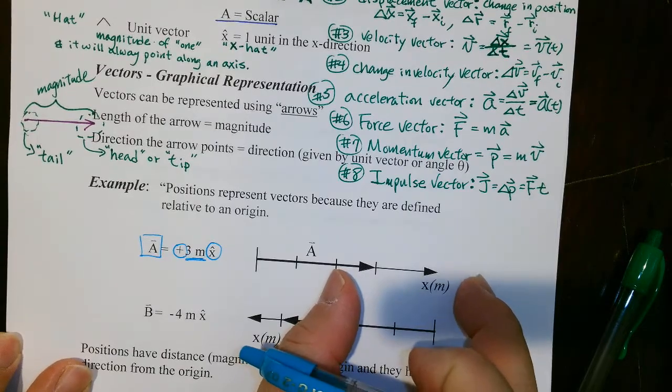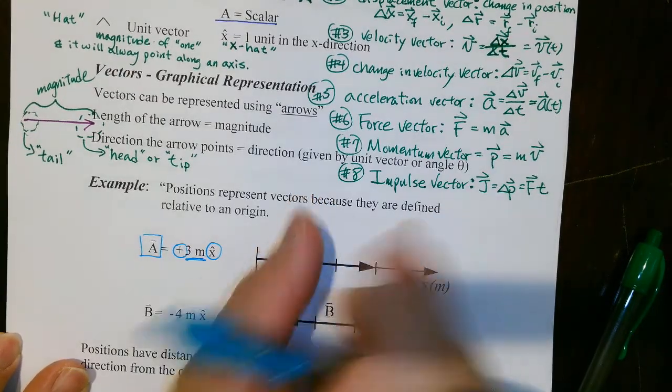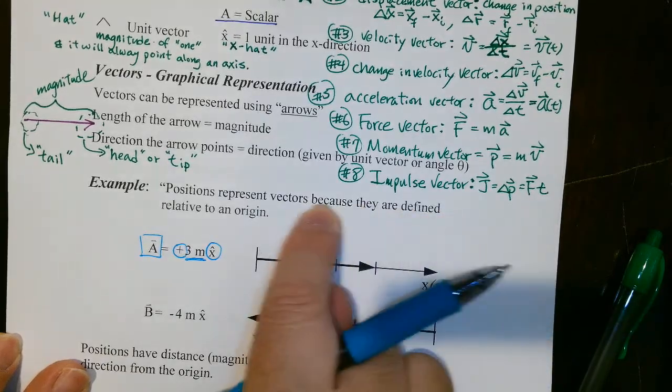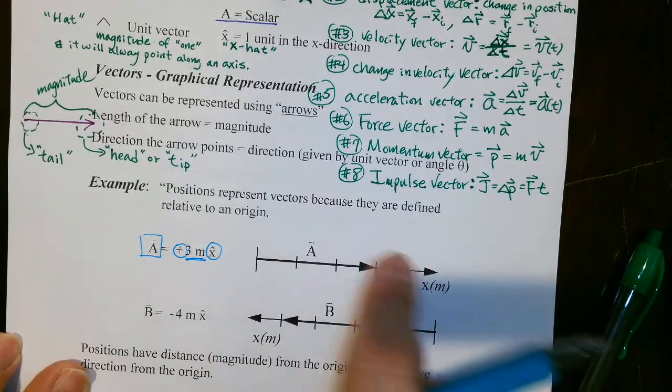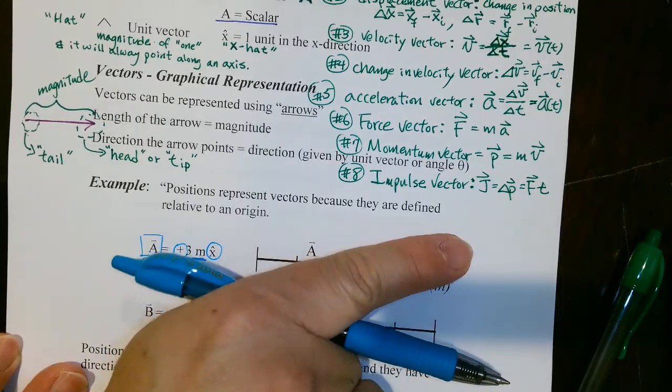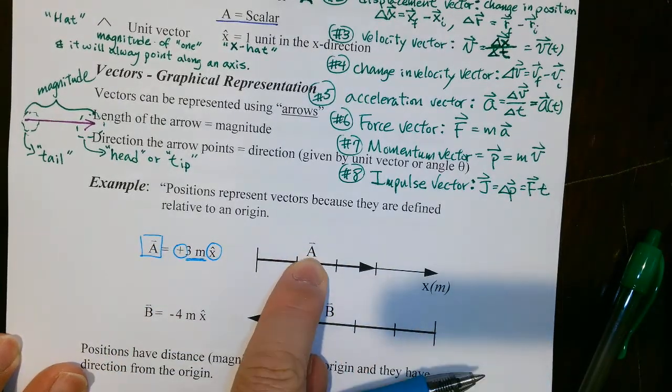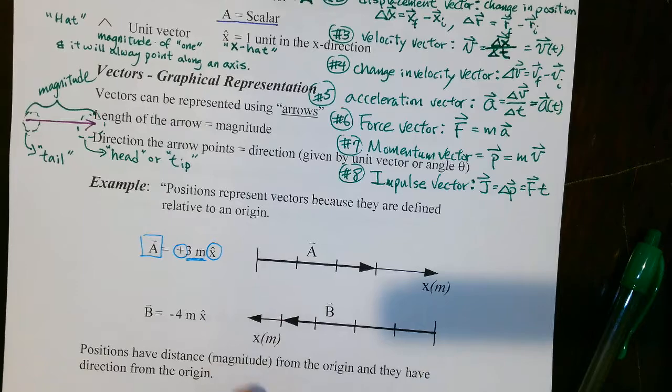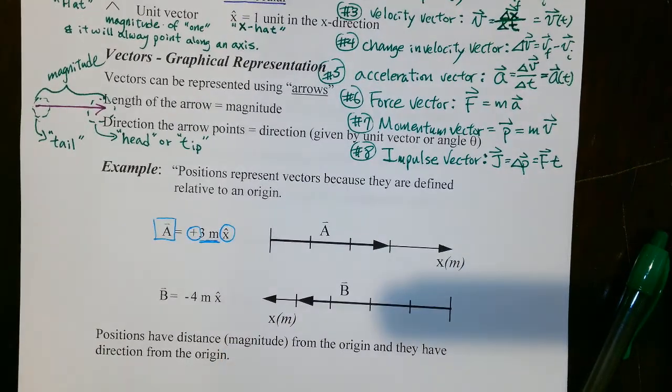Matter of fact, I could take this out and put it away from the x-axis, as long as it's pointing parallel with the x-axis, is 3 meters long, and is pointing in the positive x direction. It's the exact same A vector. Right? That's why it's very useful to use vectors. Okay.